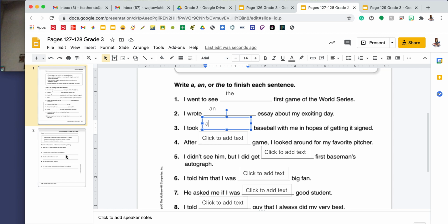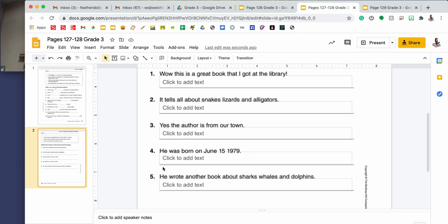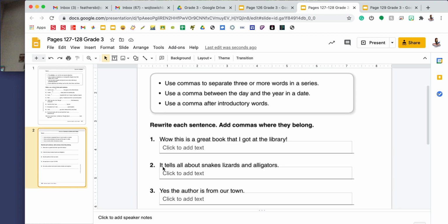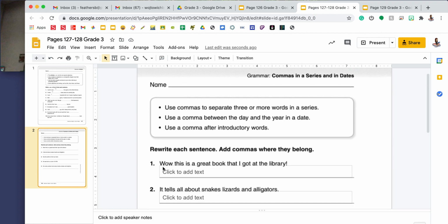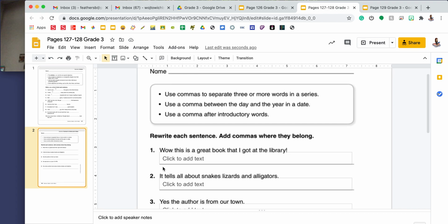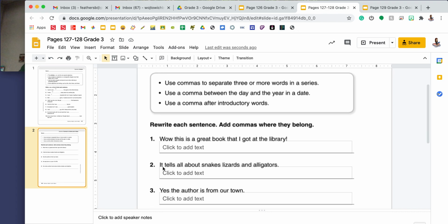The second page on Tuesday is going to be 128. And on this page, we're going to look at commas in a series and in dates. So the box at the top reminds me that we use commas to separate 3 or more words in a series. We use a comma between the day and the date, the day and a year in the date, and we use a comma after introductory words.